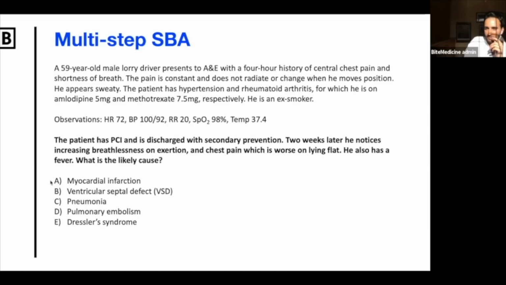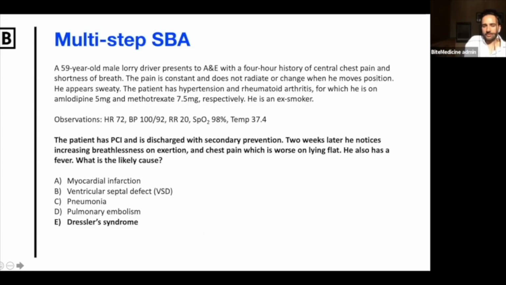I'm assuming that means everyone has heard of Dressler syndrome. What is Dressler syndrome? No, not heard of it. Okay. Yeah, absolutely, I'll explain it now. So Dressler syndrome, you're absolutely right, someone said that it's an autoimmune reaction which occurs following a myocardial infarction.